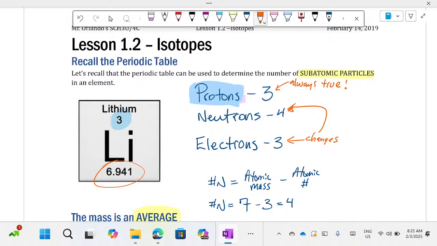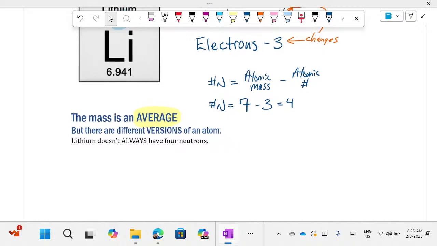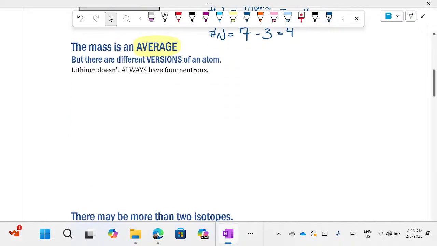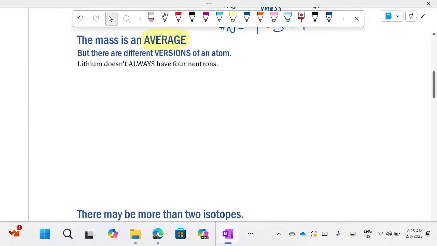Does that make sense? Which means that the median lithium atom would have 4 neutrons for sure. Like, that's the most common value. The modal value would be 4. But the average is a little bit less than that, which implies that it's a little bit common to have some that weigh less. So, lithium doesn't always have 4 neutrons.